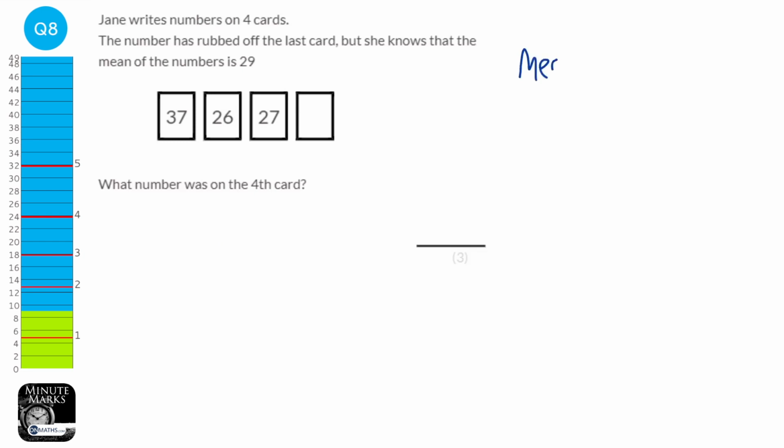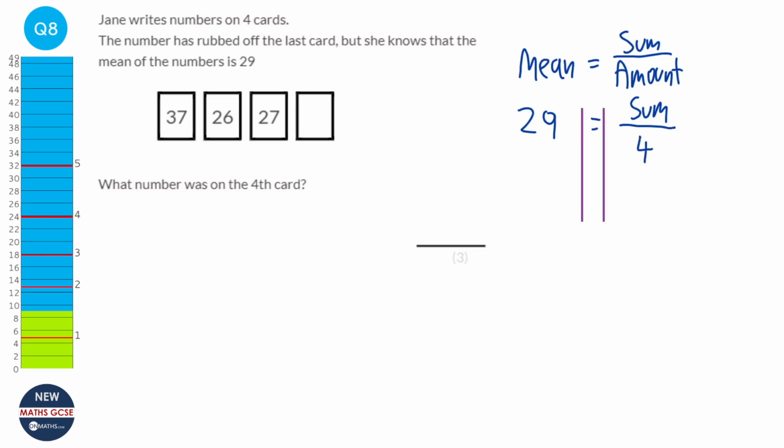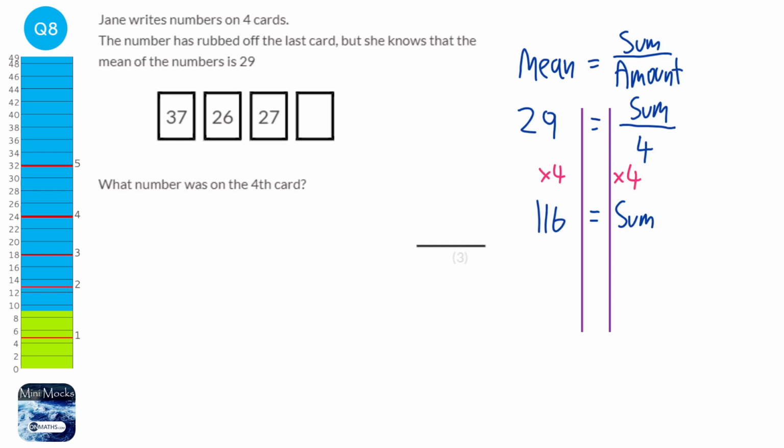So we know that the mean is the sum of numbers over the amount. But in this question we're actually given what the mean is. We're given that that is 29. We're also given the fact that there are 4 cards, so we're given the amount. So what we can do is just get our lines in and solve this. So what we're going to do is just times both sides by 4. So we're going to do 29 times 4, which is 116. And so we know that the sum of the numbers will be 116.